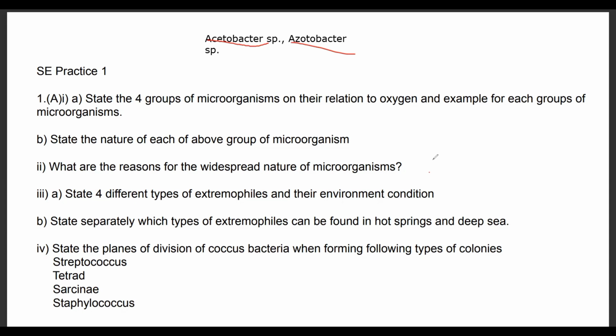Obligate aerobes. Here we have to mention the nature. That means you have to write like obligate aerobes. What are their properties, characteristics? They require oxygen for survival and they generate energy by oxidative phosphorylation. Then obligate anaerobic cannot survive in the presence of O2, produce energy by fermentation.